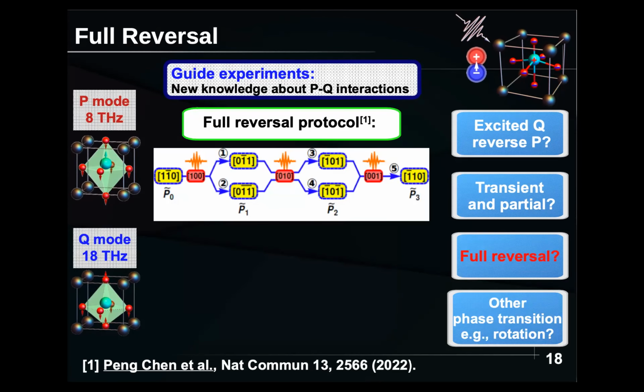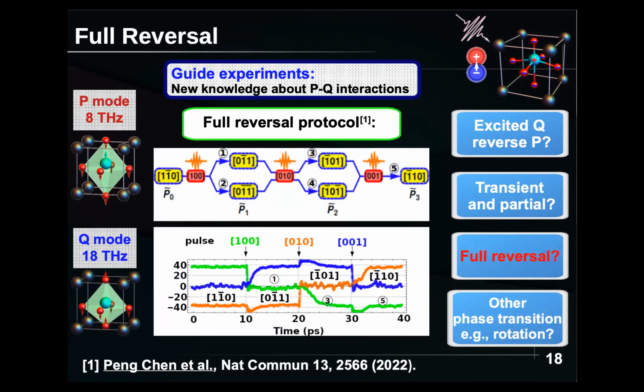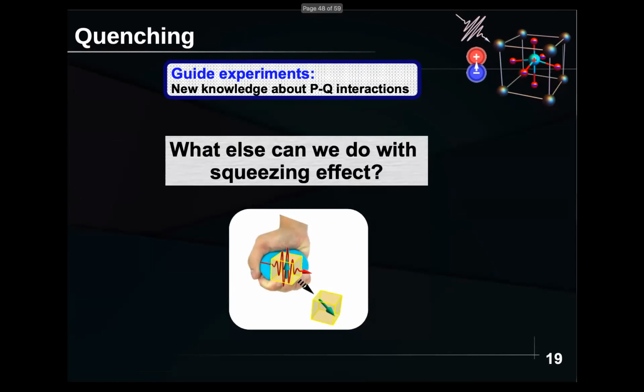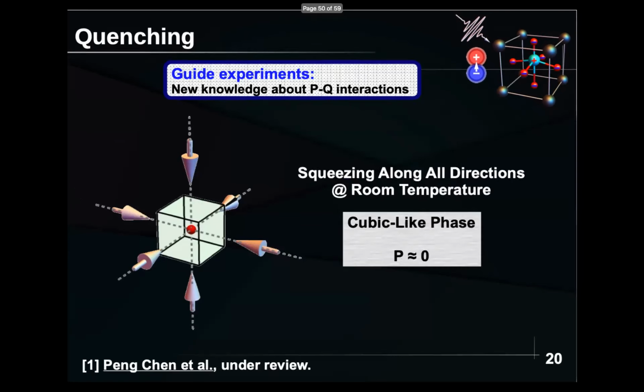And we have designed a strategy to realize full reversal of the polarization by applying 3 sequences of laser pulses along 3 directions. And our numerical simulations have proved that these 3 sequences of laser pulses could reverse the polarization at room temperature. And what else can we do with a squeezing effect? How about we squeeze the material around all the directions?